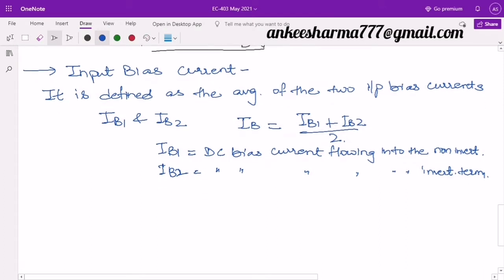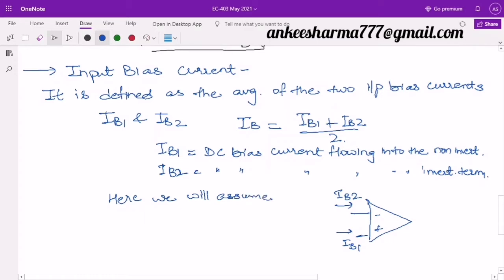of an operational amplifier. Definitely, as no two transistors can be the same in an operational amplifier, these two currents, IB1 for the non-inverting one and IB2 for this one, cannot be the same. But here we will assume that IB1 is equal to IB2 and let it be equal to IB. This is just an assumption to calculate a few things.